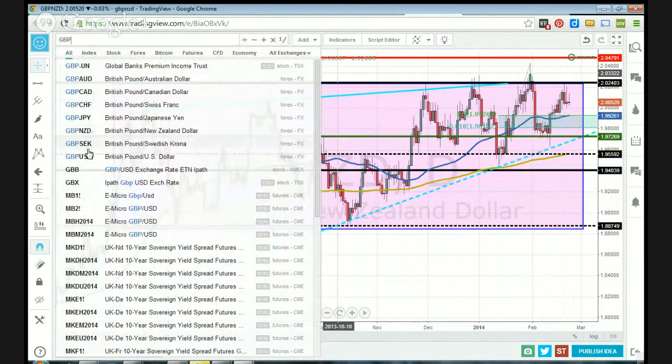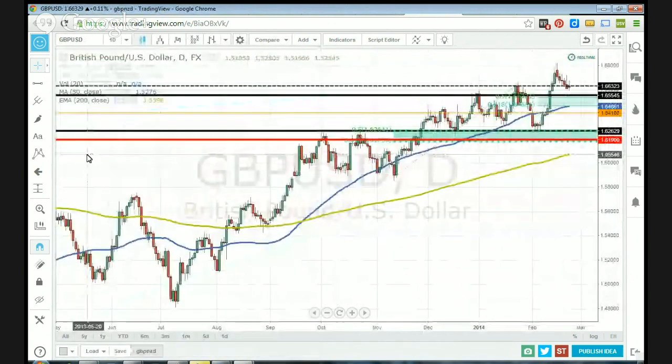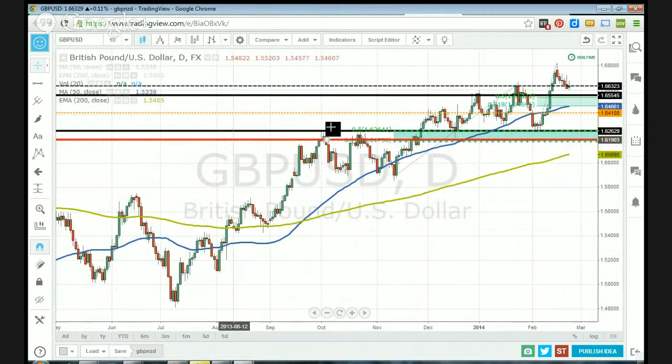Pound yen, pound Kiwi, pound dollar. Okay. Let's see if we can fall to that black line. Basically, that's 165.50, right around here.